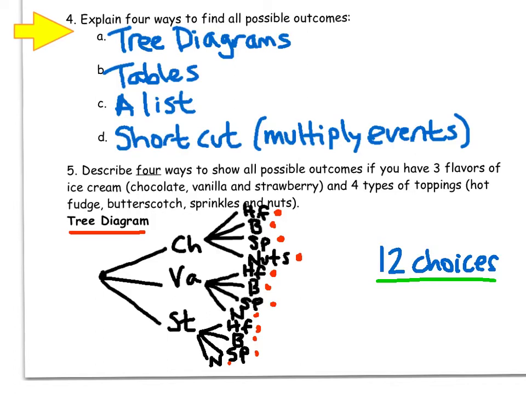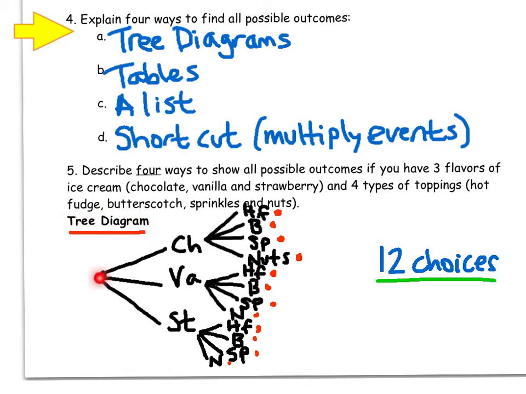Let's talk about the tree diagram. Let's say I had this. Describe 4 ways to show all possible outcomes if you have 3 flavors of ice cream, chocolate, vanilla, and strawberry, and 4 types of toppings, hot fudge, butterscotch, sprinkles, and nuts. Okay, let's take a look at a tree diagram for this situation.